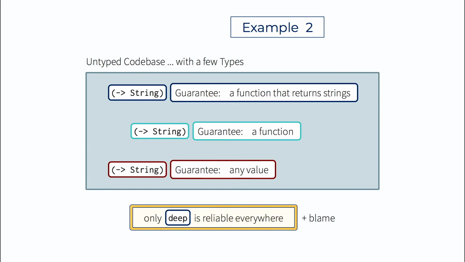Only deep is reliable everywhere? Yeah, the second point is only deep will give you blame. So deep and shallow can both find mismatches that happen between a static type and a value. When deep finds one of these, it will trace it backwards. It's got these chaperones on top of the value. It can say, okay, here's a trail. I called a function and I got a bad value. This function came from another boundary, and I'll point you back to that. This is the wrong type annotation that you need to debug.